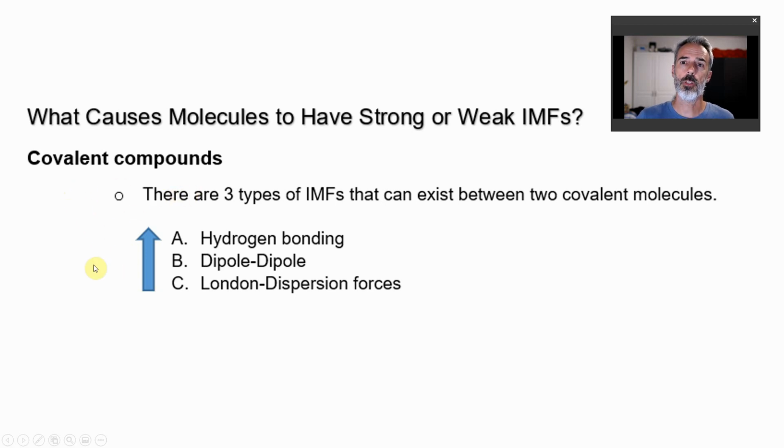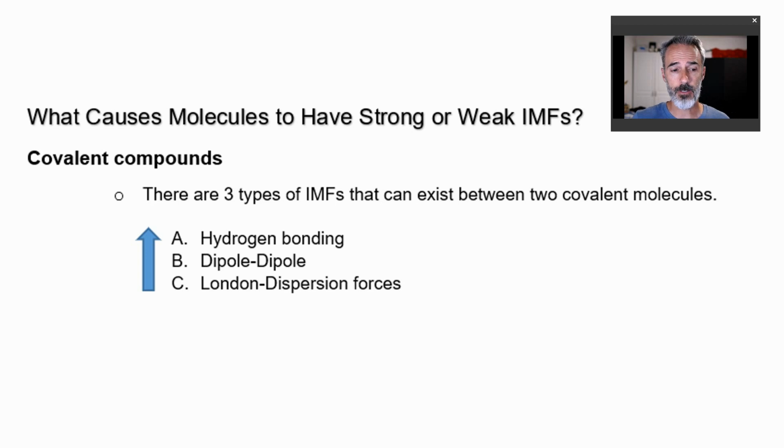And since we're using the term molecule in intermolecular forces, we are talking only about covalent compounds. Now later on in the unit, we're going to get to, well, what about ionic substances? But here we're primarily talking about covalent compounds, and these are the three types of intermolecular forces that exist. Depending on the type, they will have either stronger or weaker intermolecular forces.